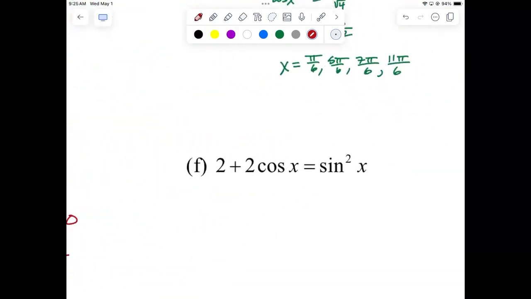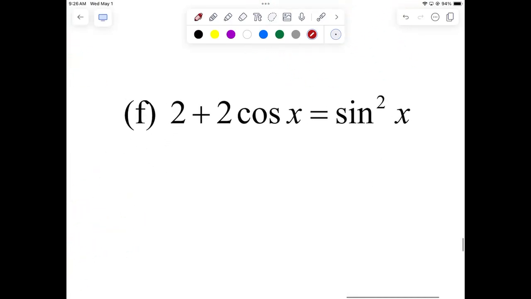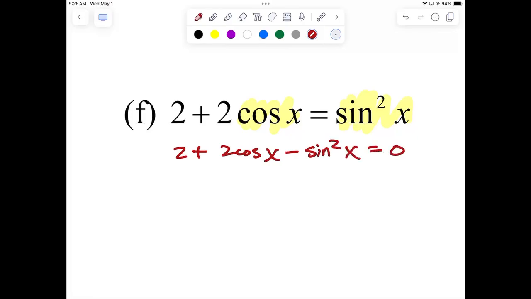Rapid fire. All right. I got at least 2 variable terms. Do I want to get it equal to 0? Yes. So I got 2 plus 2 cosine of x. Red rover, let sine squared come over. Okay, so now it's minus sine squared, and that equals 0. Okay, now I'm at that situation. It looks like a quadratic trinomial, doesn't it? I got a constant, a squared term, and a non-squared term.